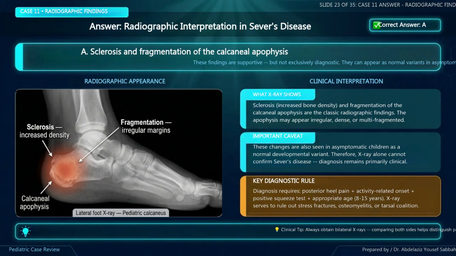Therefore, X-ray alone cannot confirm Sever's disease, and the diagnosis remains primarily clinical. Diagnosis requires posterior heel pain plus activity-related onset, plus a positive squeeze test, plus appropriate age between 8 and 15 years. X-ray serves to rule out stress fractures, osteomyelitis, or tarsal coalition. Always obtain bilateral X-rays for comparison.